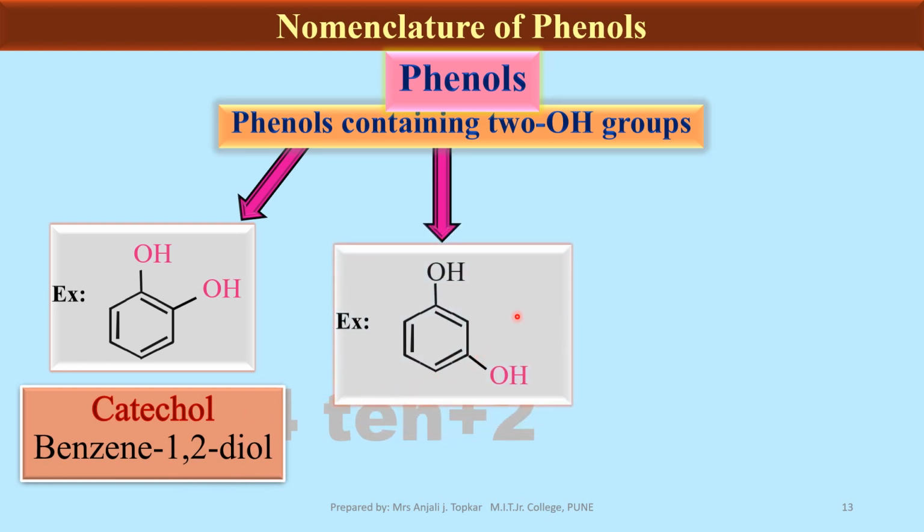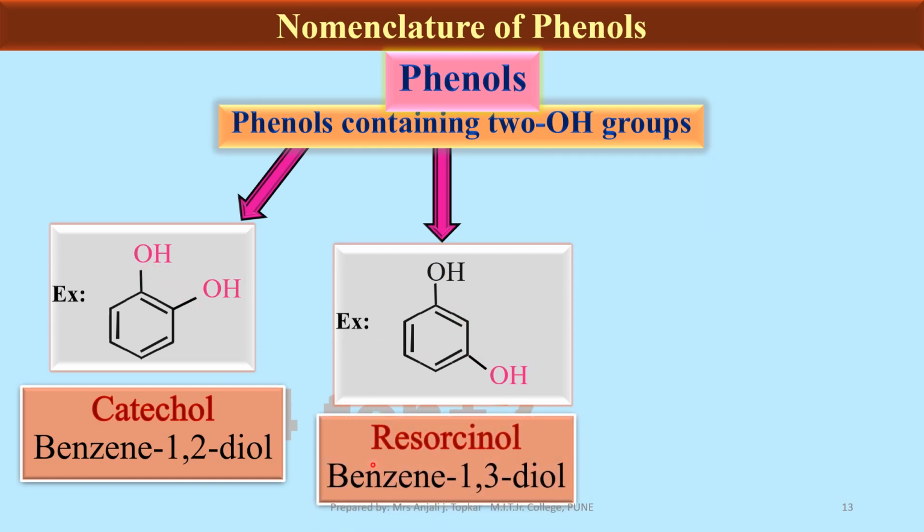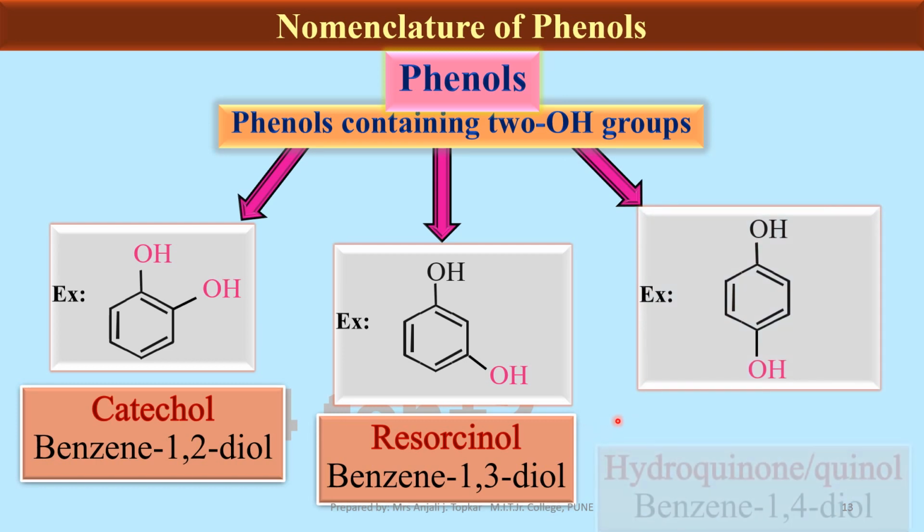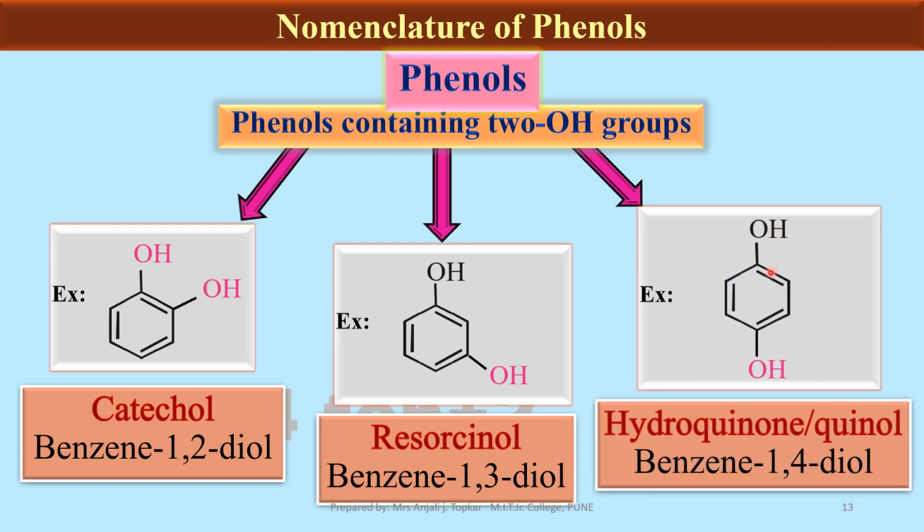This compound also contains 2 OH groups. The position is 1,3 position; the previous one was 1,2 position. The name of the compound is resorcinol. The IUPAC name is benzene 1,3-diol. This is 1,3 position, so benzene 1,3-diol. The third compound contains 2 OH groups. The name of the compound is hydroquinone or quinol. The IUPAC name is benzene 1,4-diol.